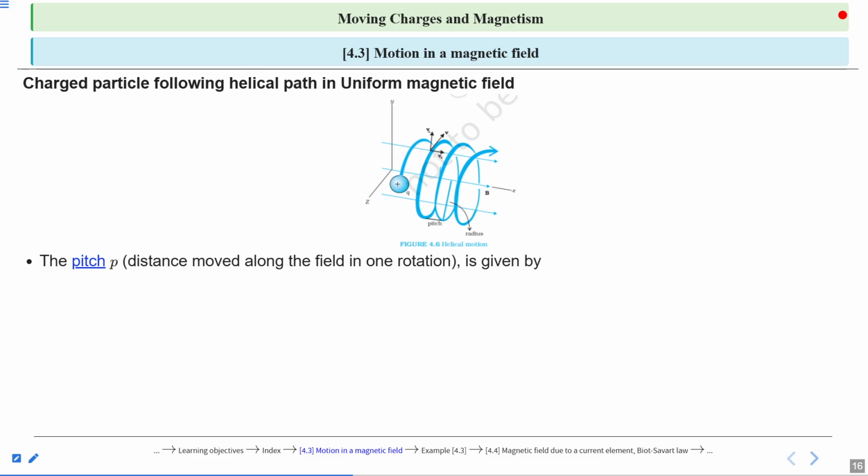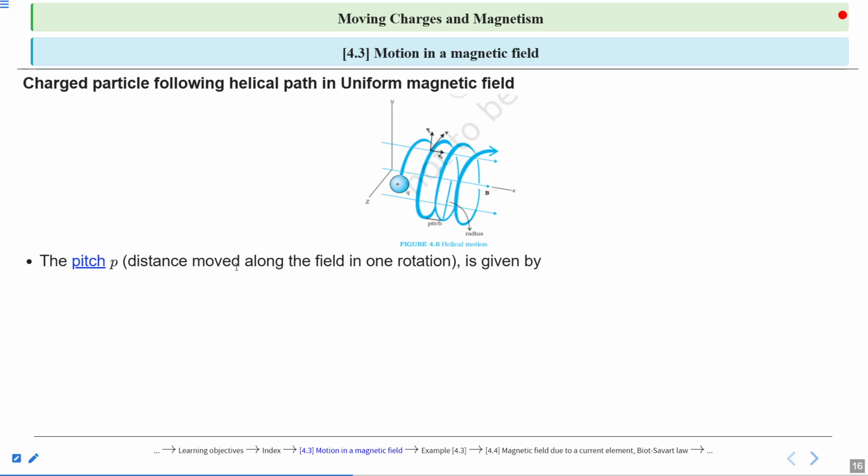Okay, so that is pitch, that distance moved along the field in one rotation. So distance moved by this charged particle in the direction of field. It means linear distance traveled by the charged particle in one rotation. It is completing one rotation along this. It is moving from here, and after completing one rotation, after reaching here, now initial position and final is different, separated by some distance. So this linear distance traveled in one rotation is called pitch.